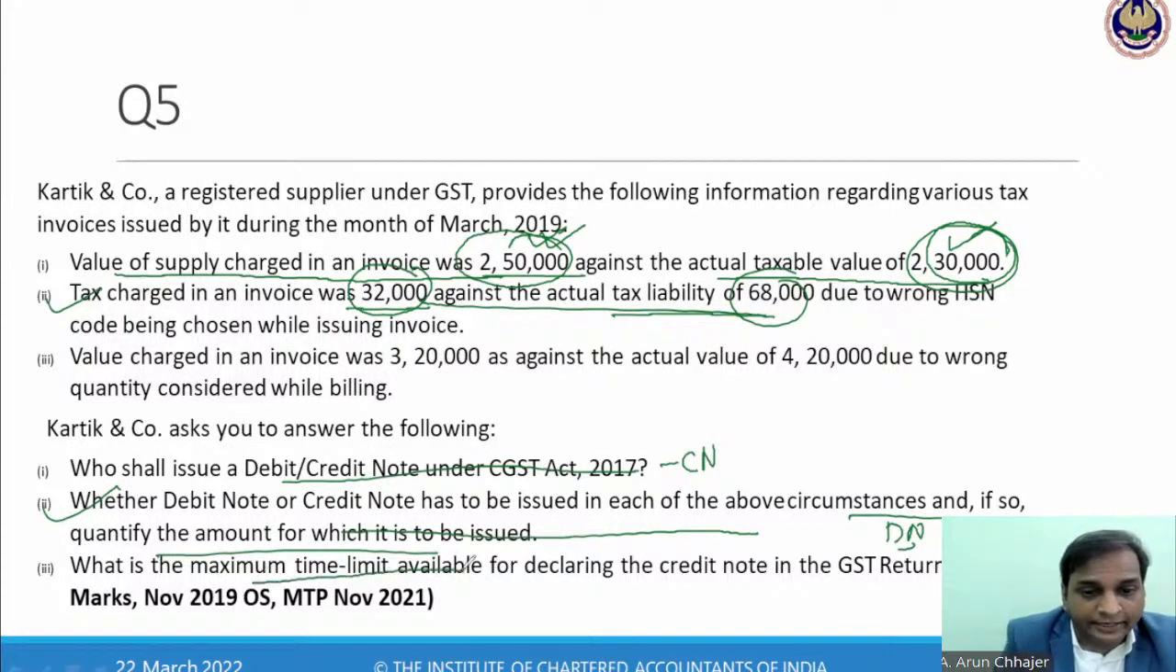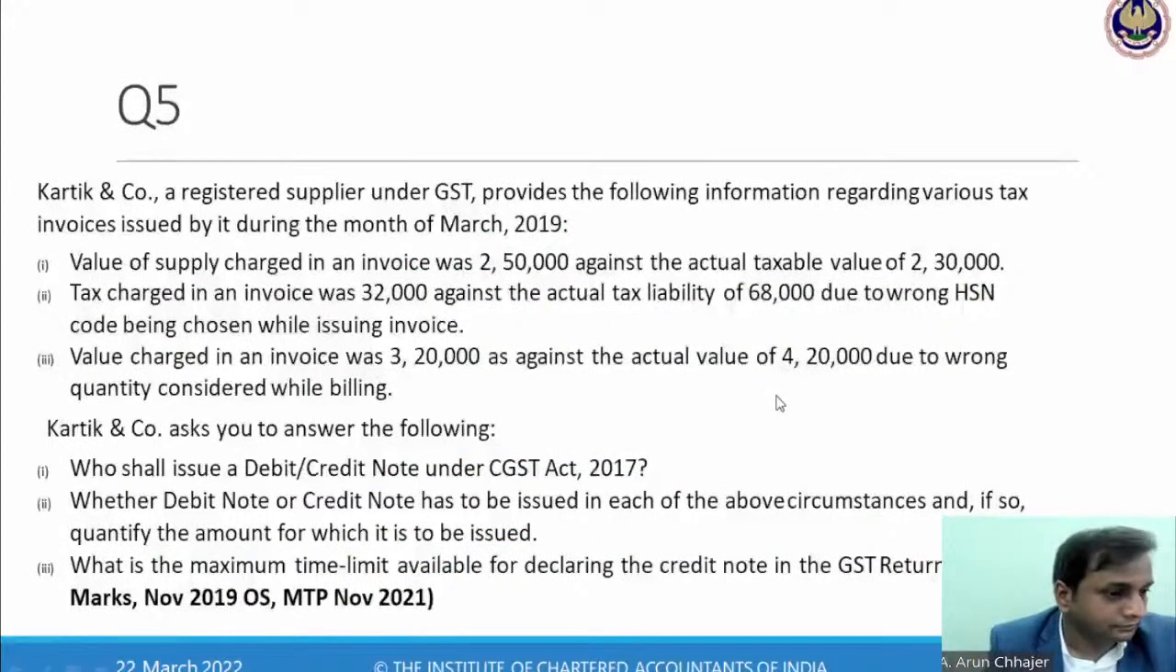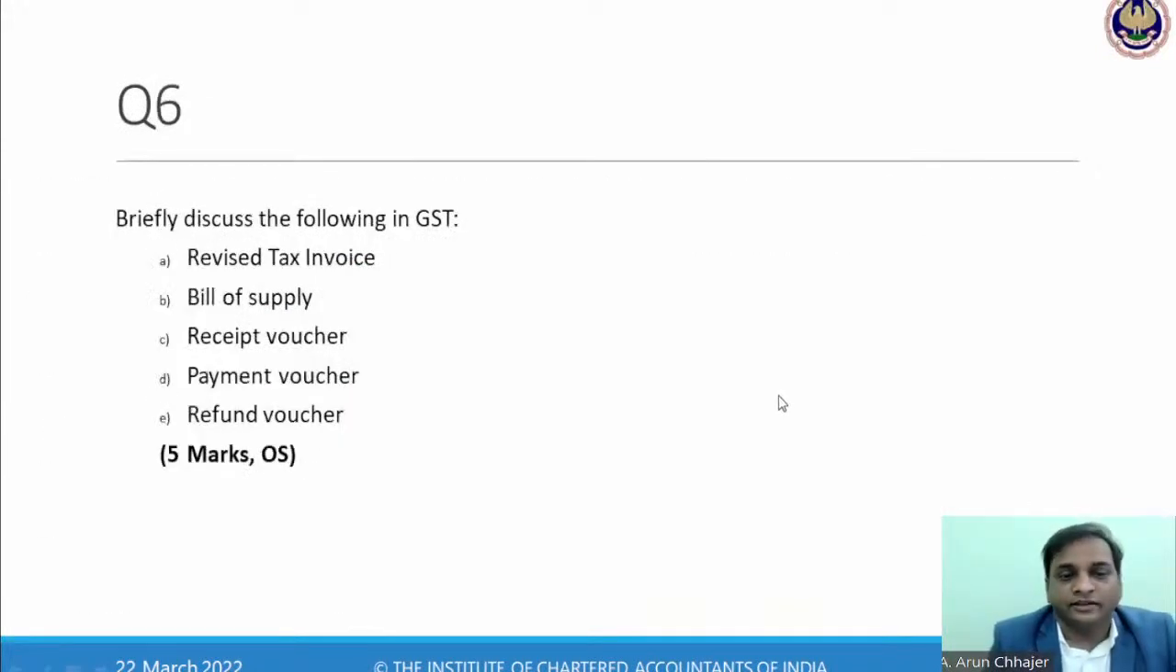What is the maximum time limit available to declare the credit note in the GST return? We have discussed: September after the end of the financial year, or the annual return, whichever is earlier. We have discussed all this point.